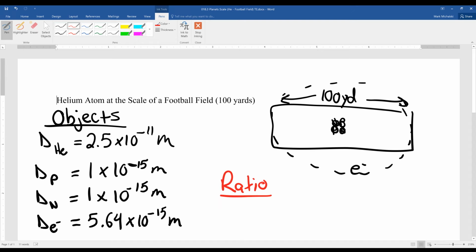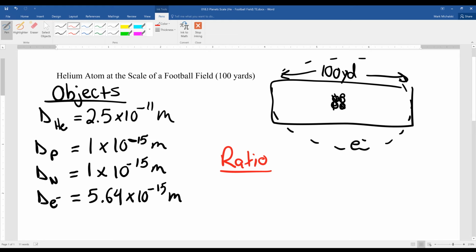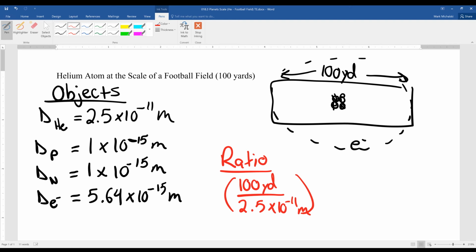The ratio is essentially the scale on which I'm comparing, or adjusting one object to fit into another. In this case, I'm going to say that 100 yards on my football field is now going to be equivalent to 2.5 times 10 to the negative 11 meters. Right now I know I'm mixing units, and that's a little bit messy. And also I have a very small number in the denominator. But this tells me for every 100 yards in real life, I would have 2.5 times 10 to the negative 11 meters in my scale.